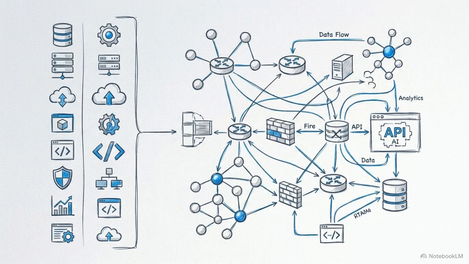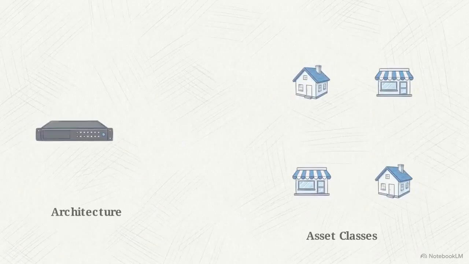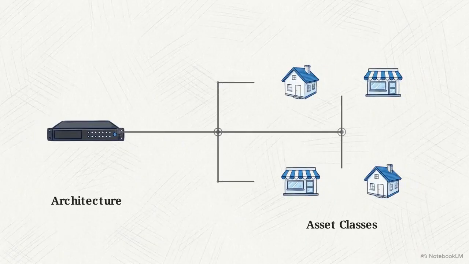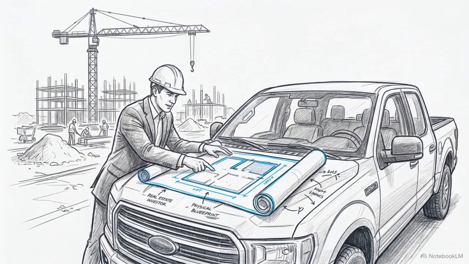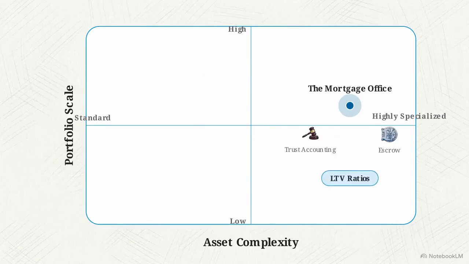You have to weigh platform specialization against architectural complexity. Securing the right software requires you to look past the marketing features and match the platform's underlying architecture directly to the asset class you are actually servicing. Let's look at scenario A. You are a private money lender dealing primarily with property-secured loans. This matrix charts portfolio scale against asset complexity. The mortgage office lands in the highly specialized sector, handling trust accounting, LTV ratios, and escrow.